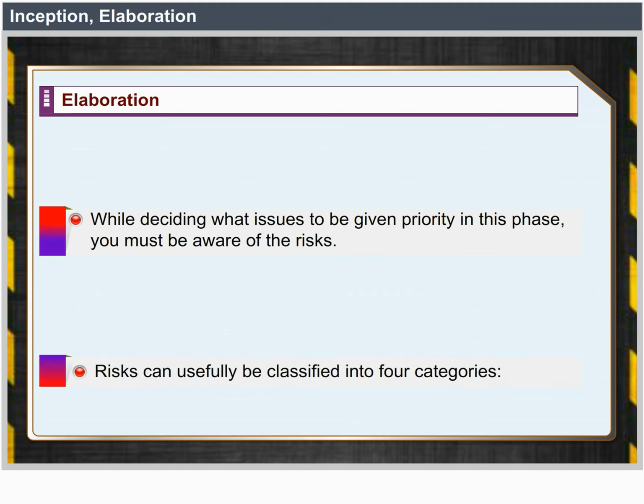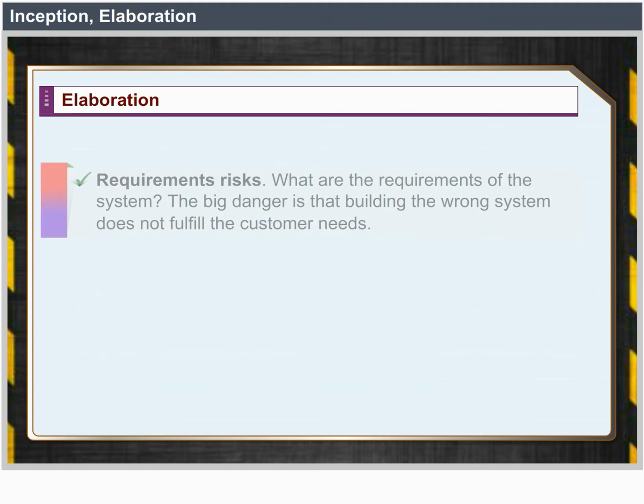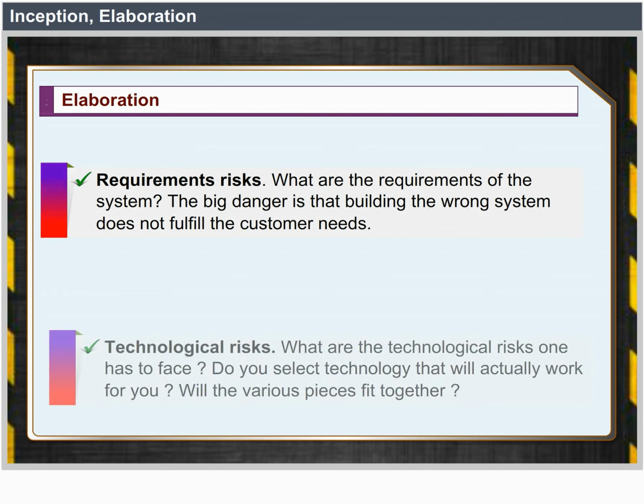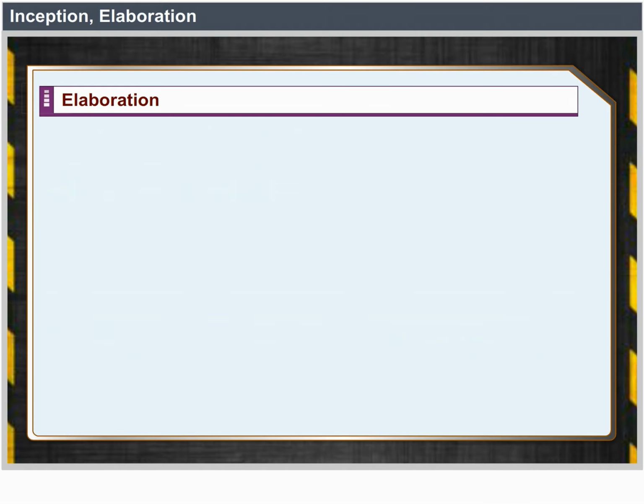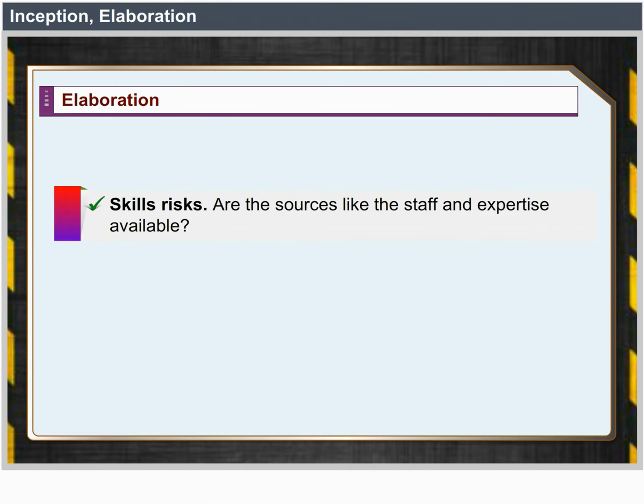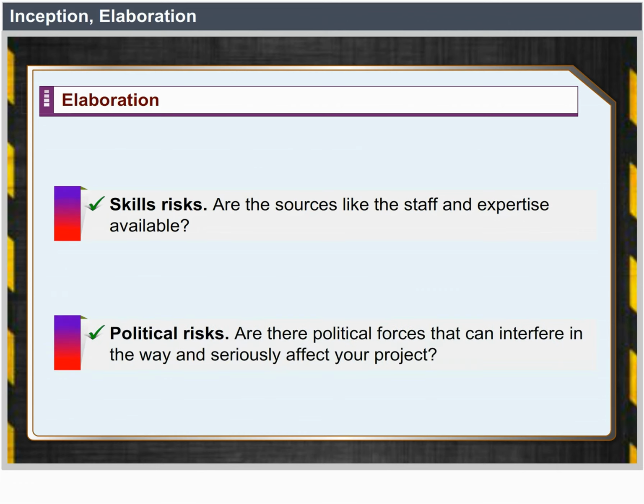Risk can usually be classified into four categories. Requirement risk. What are the requirements of the system? The big danger is building the wrong system that does not fulfill the customer needs. Technological risk. What are the technological risks one has to face? Do you select technology that will actually work for you? Will the various pieces fit together? Skills risk. Are the resources like the staff and expertise available? Political risk. Are there political forces that can interfere and seriously affect your project?